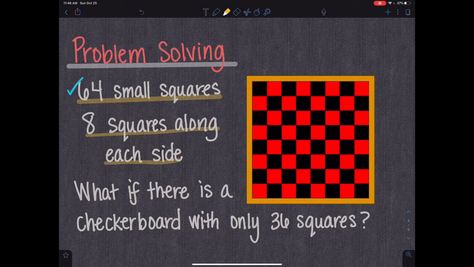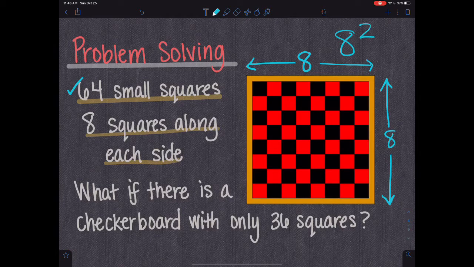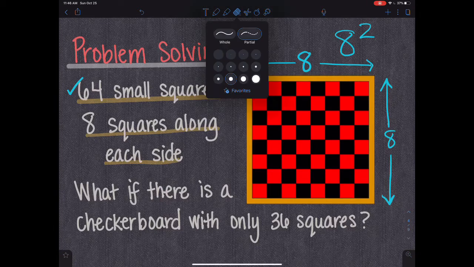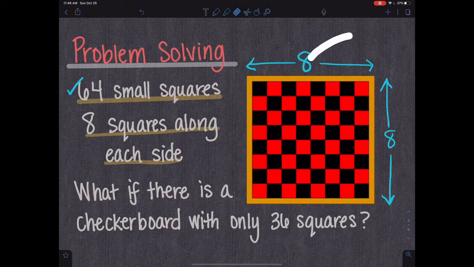That makes sense to me because if you do 8 squares along this side and 8 squares along this side, this is actually how you square a number, right? And this is the same as doing 8 squared. So 8 squared, we know that is 64. Okay, now I'm going to go ahead and erase this because they sort of set up the problem that way, but then they give us a different problem.